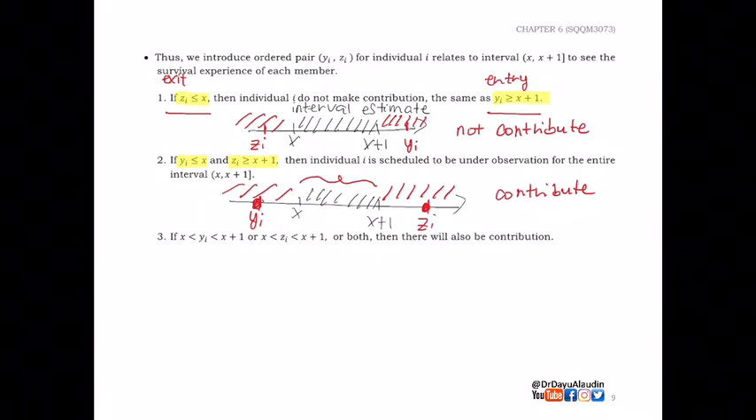Okay, for the third case, YI is in between the interval and ZI is also between the interval. So we draw the timeline.